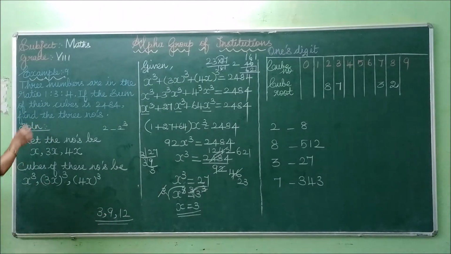So look at it once again. The 3 numbers are given in the ratio. So you have to take those numbers as x, 3 times x and 4 times x. And one more statement is given.